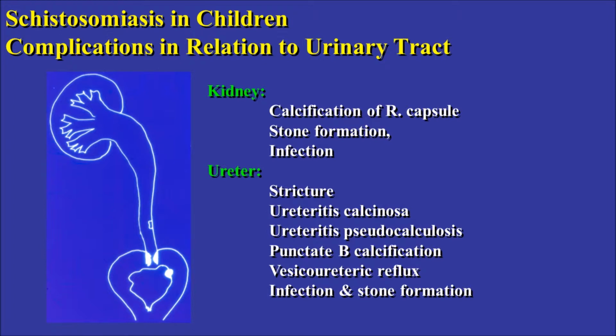This slide shows schistosomiasis in children causing complications in relation to the urinary tract. The kidneys show calcification of the capsule, possible stone formation, and together with this is infection in the kidney and the ureter. Stricture of the ureter, especially the lower one-third of the ureter, and especially the intramural part of the ureter. So, as you see, ureteritis calcinosa, ureteritis pseudocalcinosis, punctate bladder calcification, vesicoureteric reflux, infection, and stone formation.